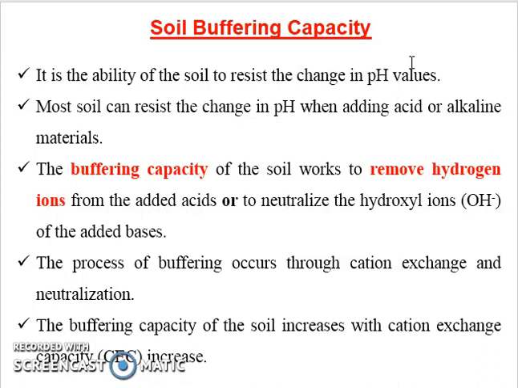The process of buffering occurs through cation exchange capacity. I told you about reserve acidity and active acidity. Reserve acidity is the hydrogen exchanged on the soil particle. The buffering capacity of the soil increases as cation exchange capacity increases, because the reserve acidity increases.